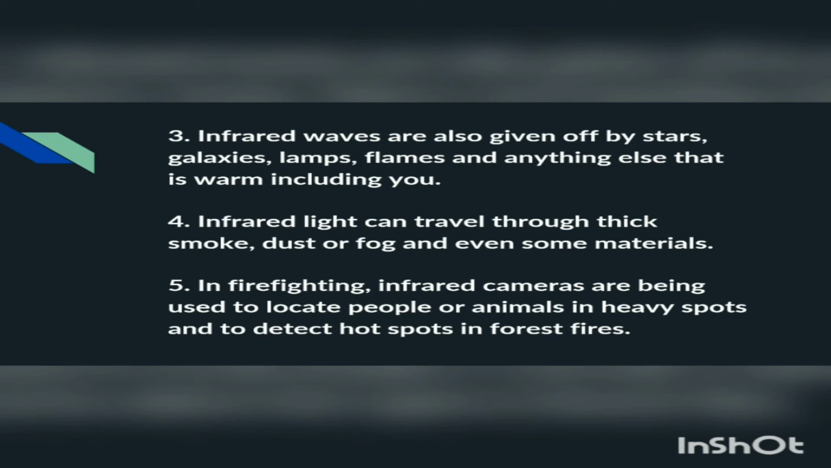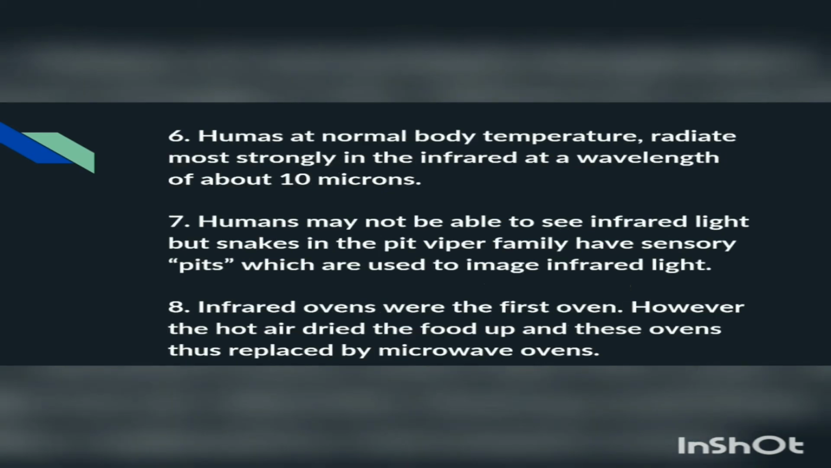Infrared light can travel through thick smoke, dust, or fog, and even some materials. In firefighting, infrared cameras are being used to locate people or animals in heavy smoke and to detect hotspots in forest fires. Humans at normal body temperature radiate most strongly in the infrared at a wavelength of about 10 microns.